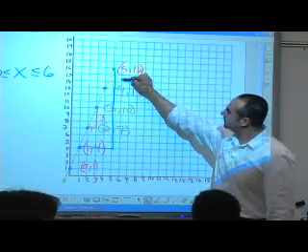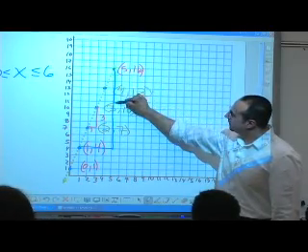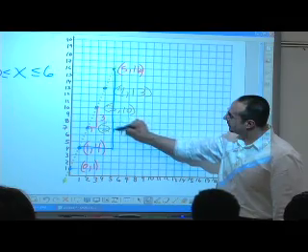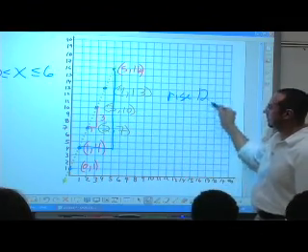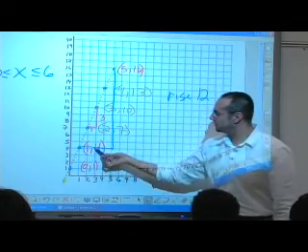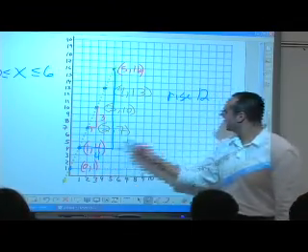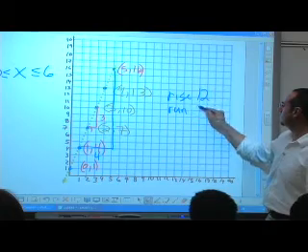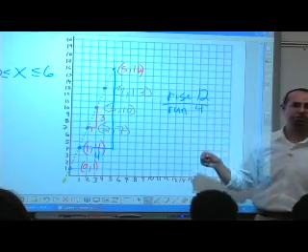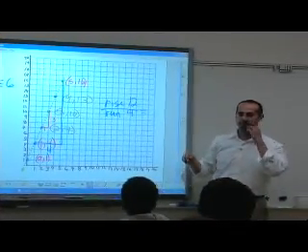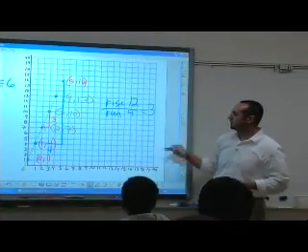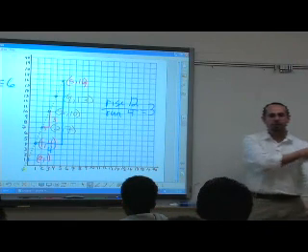Let's count. 1, 2, 3, 4, 5, 6, 7, 8, 9, 10, 11, 12. So my rise here is 12. What's my run? 1, 2, 3, 4. So my run is 4. And we know that the ratio between rise and run is slope. What is 12 divided by 4? 3. Okay.